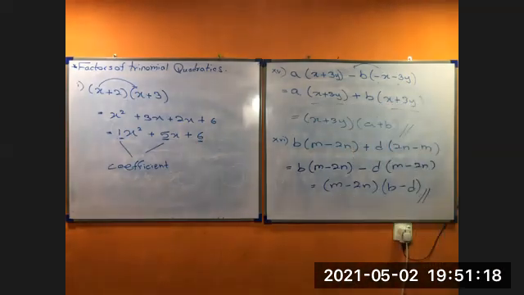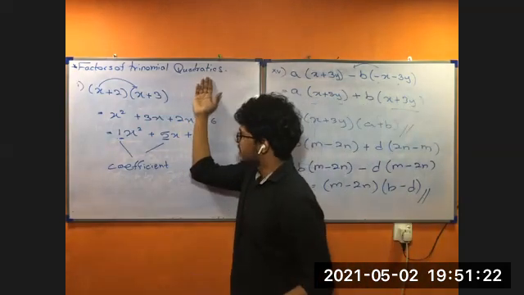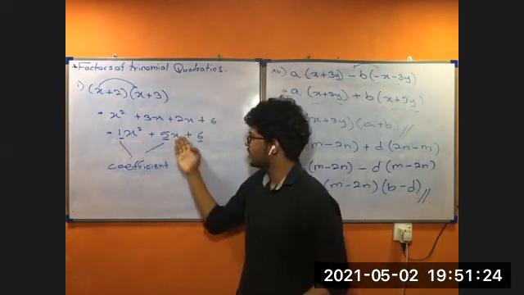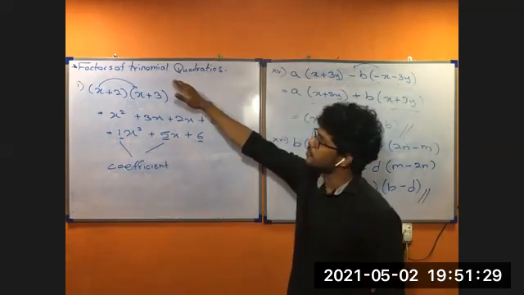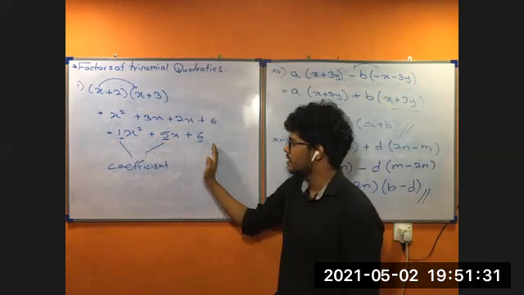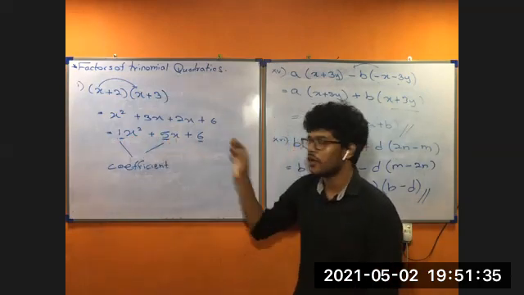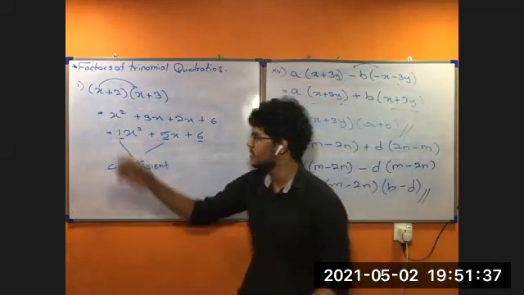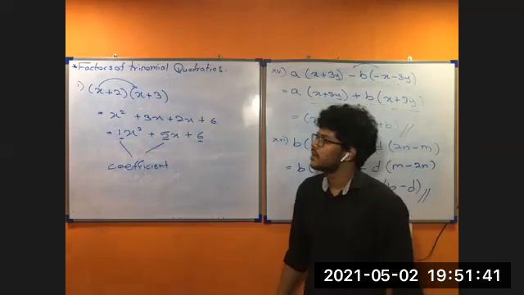Okay, but now we know what quadratics are. Quadratic means there should be a square term, a term to the power 1, and a constant in this form. Then a trinomial means there are going to be 3 terms. This is the x squared term, this is the x term, and this is the constant term. So there are 3 types of terms, right? These are called trinomial quadratics.